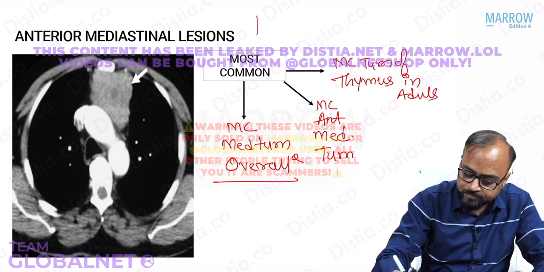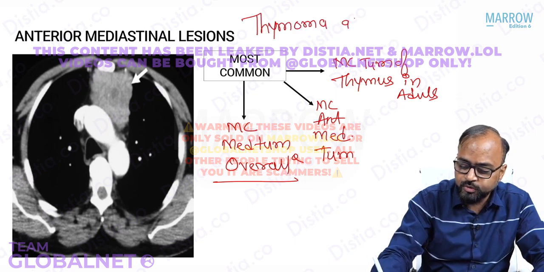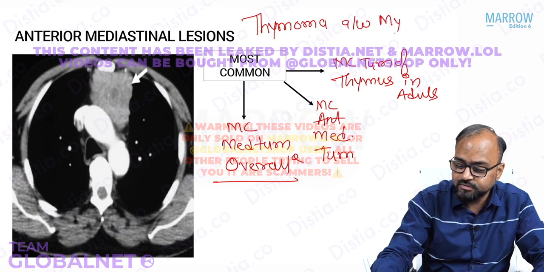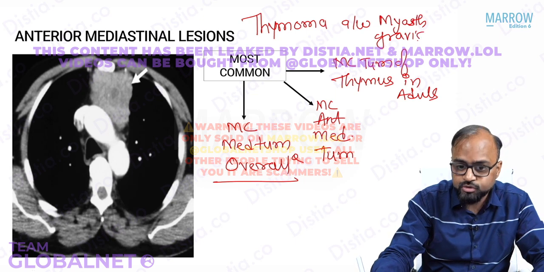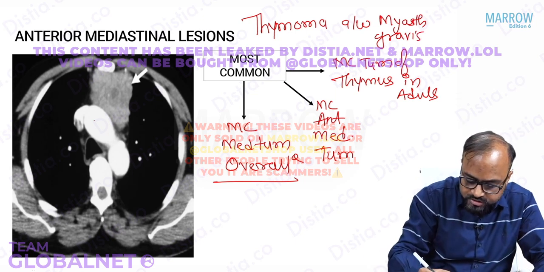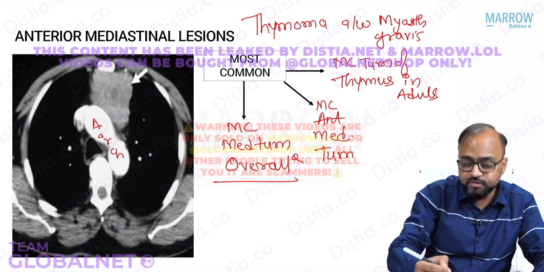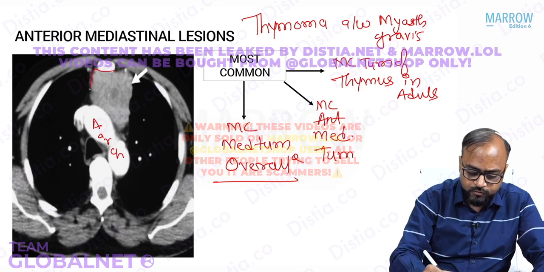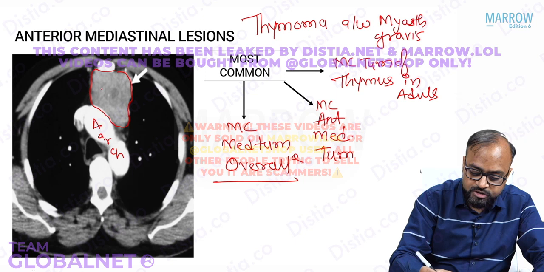Now thymoma is associated with myasthenia gravis. Thymoma is associated with myasthenia gravis. Now what you see here is basically a contrast enhanced CT. See, this is the aortic arch, and just in front of the aortic arch, you see a soft tissue lesion which is showing you more or less uniform homogeneous enhancement.